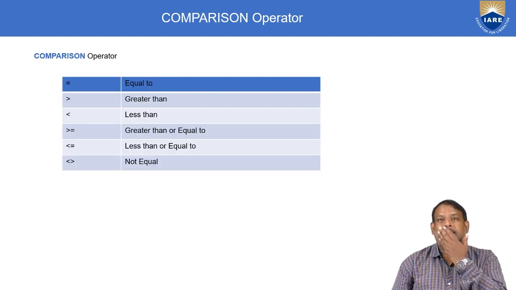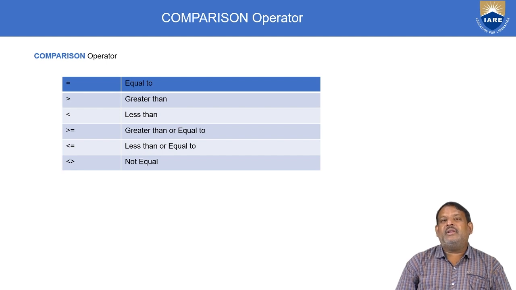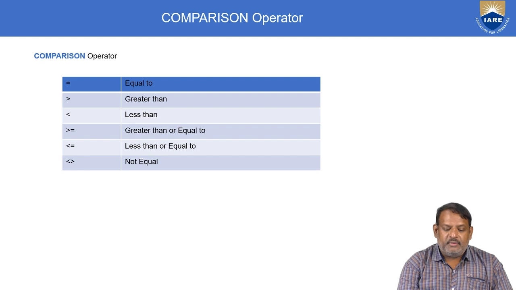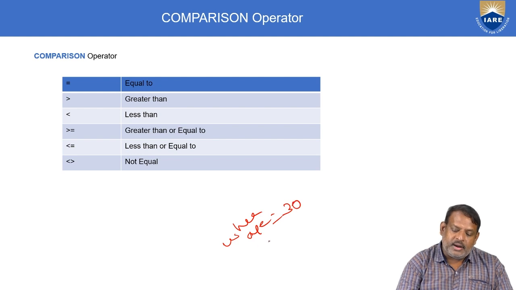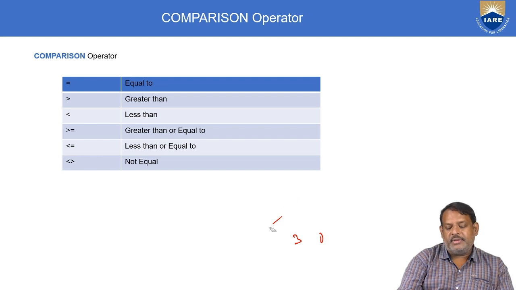Now the comparison operators: equal to, greater than, less than, less than or equal to, greater than or equal to, not equal. Like in any other programming, we can say where age is equal to 30, age greater than 30, less than 30, less than or equal to 30, or age not equal to 25. So these are the comparison operators we have in SQL.